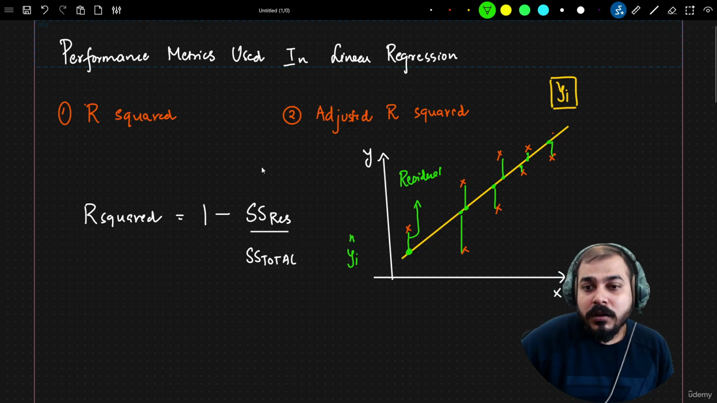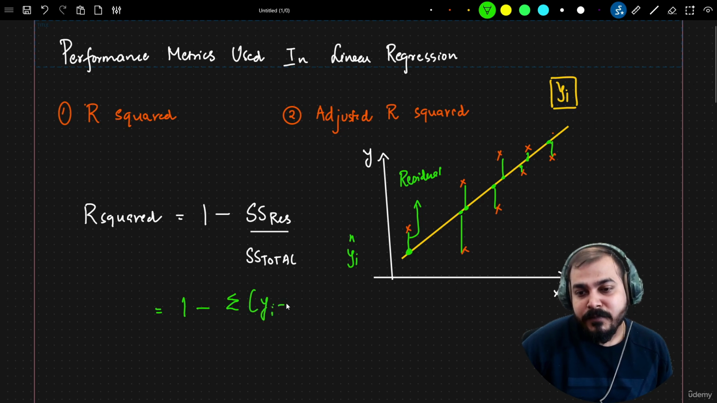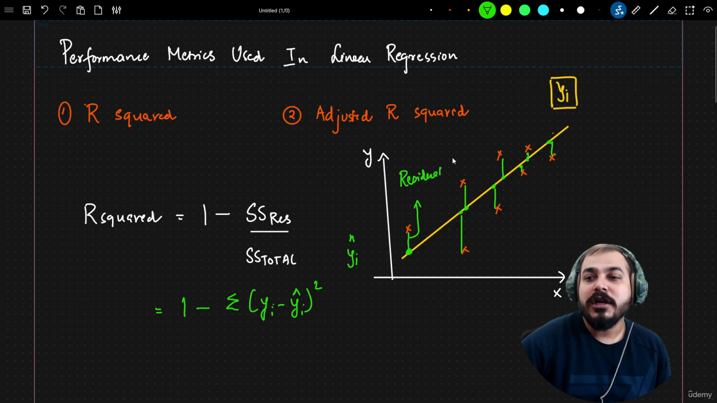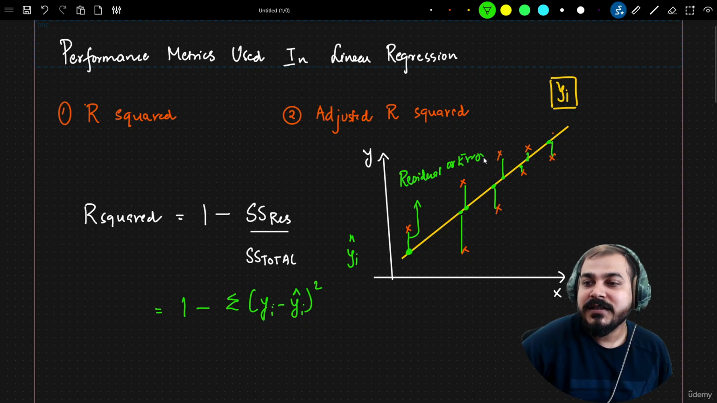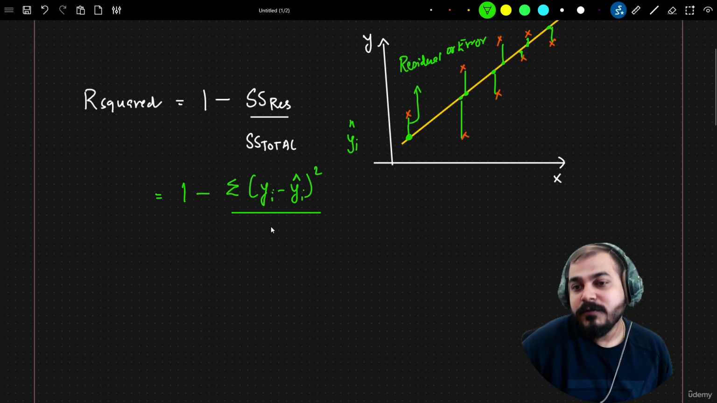Now understand the definition over here. I am writing 1 minus sum of square residual. With this notation, I can write this as the summation of y of i minus y of i hat, whole square. In short, I am finding the difference between y of i and y of i hat, and summing up all these residuals or errors. This will be divided by sum of square total.